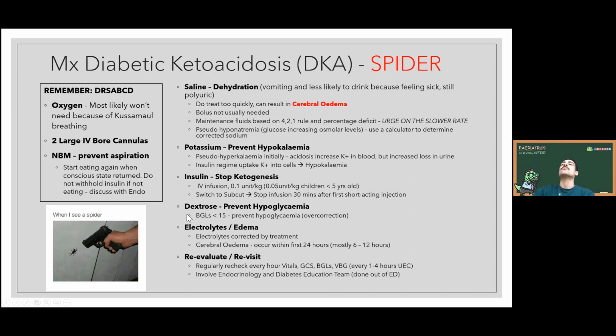Then E is electrolytes and edema. So your electrolytes will usually be corrected by this treatment anyway. And then edema, you'll monitor for cerebral edema, which usually occurs in the first 24 hours of treatment. And then R is reevaluate and revisit. So regularly recheck their vitals, GCS, BGLs, and VBG, and involve the endocrinology team and get education on board as soon as possible.